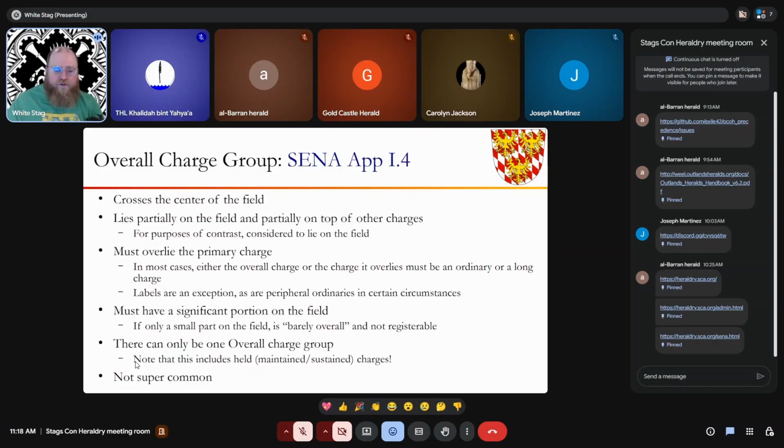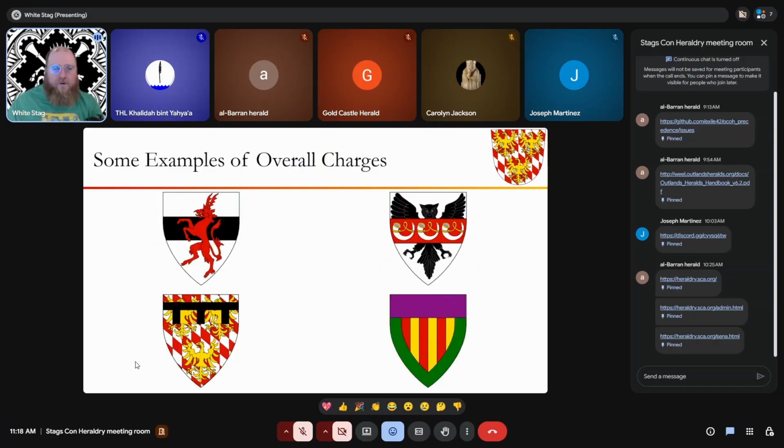So what do overall charge groups look like? Here are 4 examples. Top left, argent field, primary sable fess, and overall gules antelope. So the gules, for purposes of contrast, lies on top of the argent field, but it lies on top of both the field and the sable fess. So it is an overall charge.